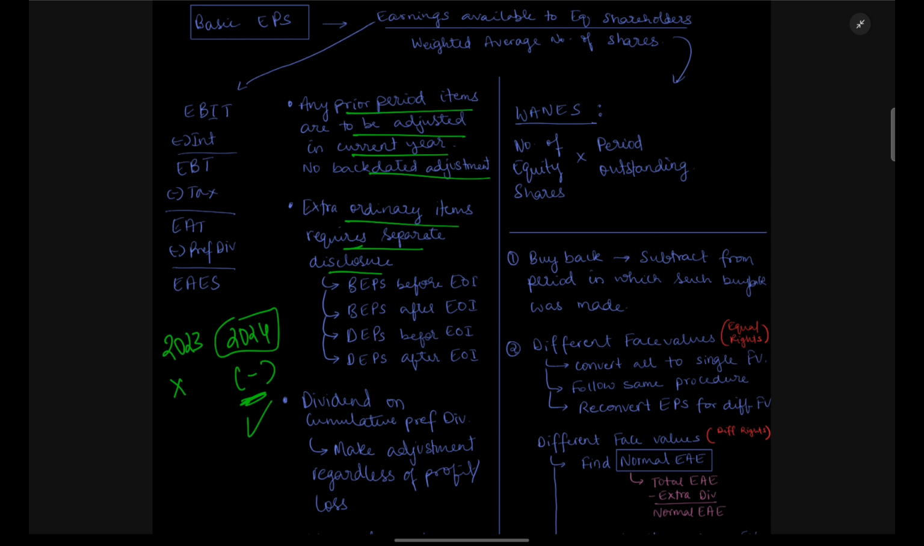So if there are any extraordinary items, then you'll have to disclose it 4 times. Okay, one is basic EPS before extraordinary items, basic EPS after extraordinary items, diluted EPS before extraordinary items, and diluted EPS after extraordinary items. So a total of 4 times, 1, 2, 3, and 4. Okay, so total 4 disclosures will have to be made in case there are extraordinary items.